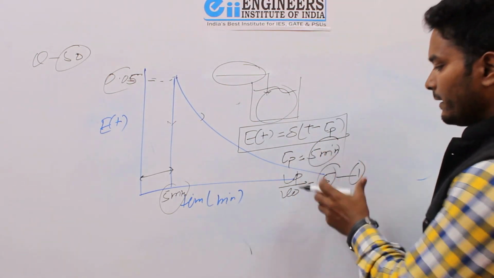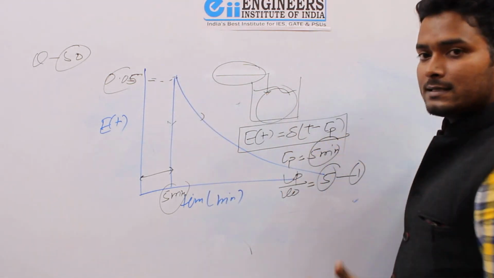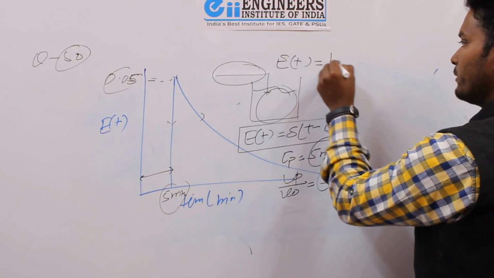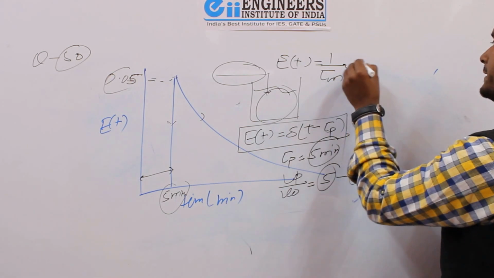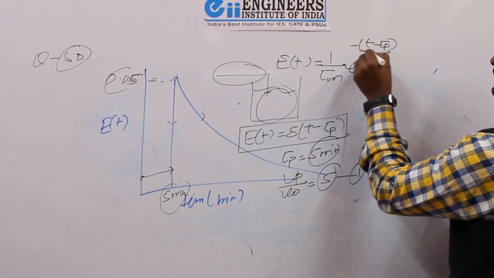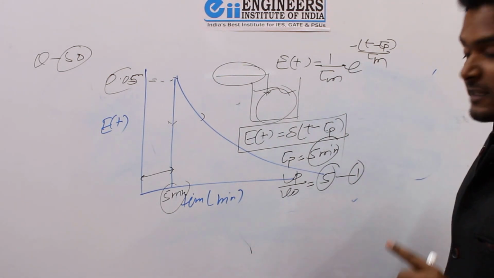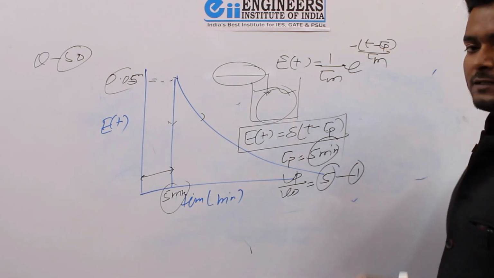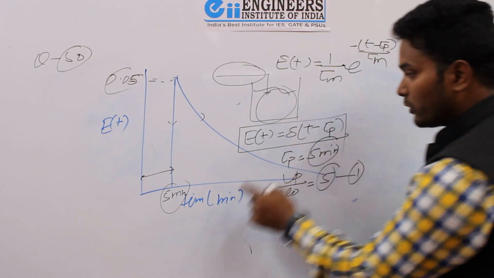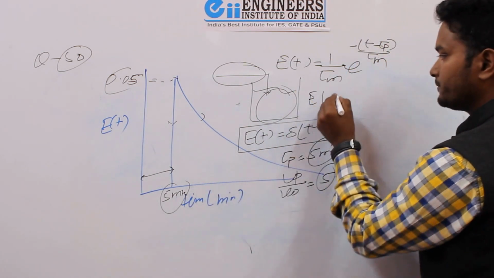In the second part, they have given the E curve for the ideal CSTR, which is E(t) equals 1 upon tau_m times exponential of minus (t minus tau_p) upon tau_m. Here tau_m stands for the space time for the mixed flow reactor, and tau_p stands for the space time for the ideal PFR, which they have given as 5 minutes. Now we have to find E at 5 minutes.